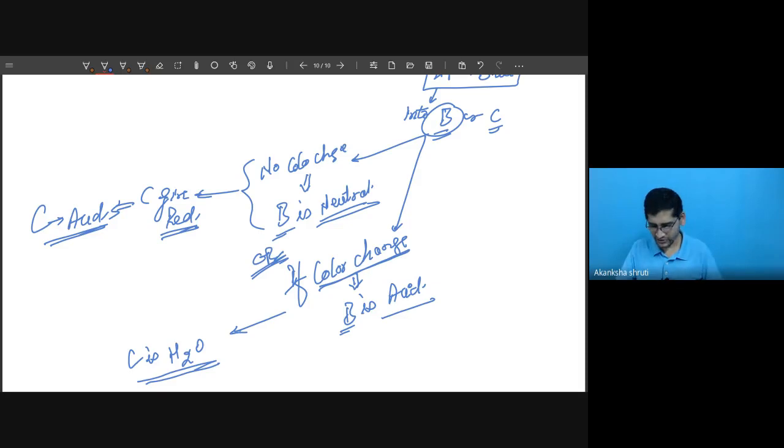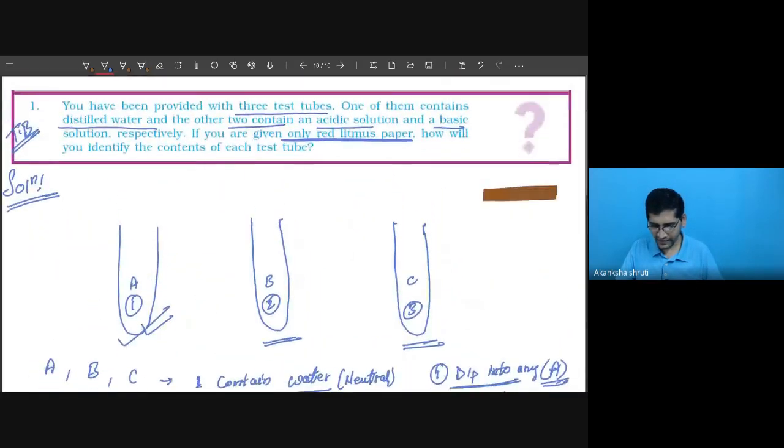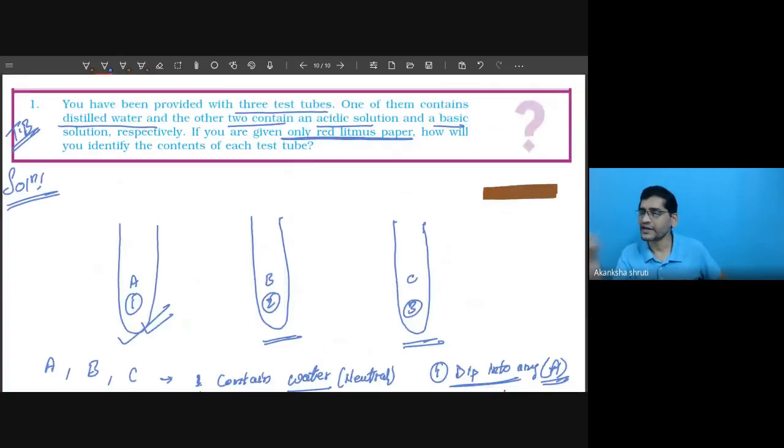Okay, it was so simple. So we have learned these things from here. Even with the help of a single litmus paper, we can determine the 3 given solutions or 3 test tubes. In NTSE MCQs, a very simple question was asked: is it possible to determine all acid, base and salt by using a single kind of litmus paper? Yes, it is possible. It is the explanation and it is the question.